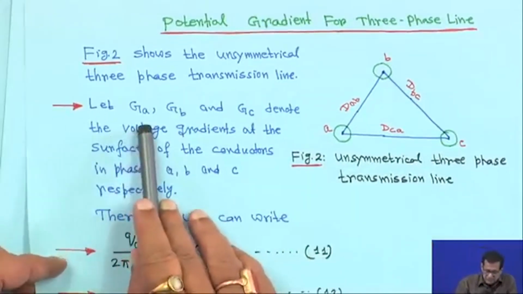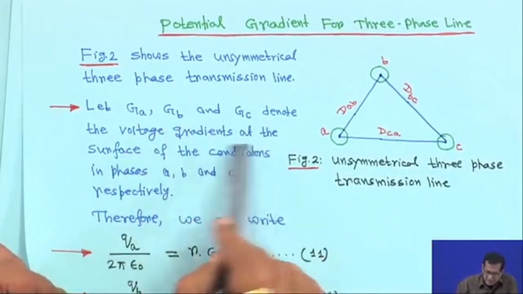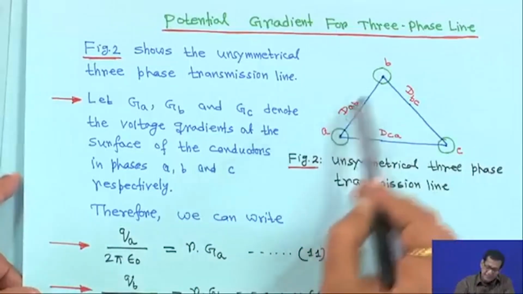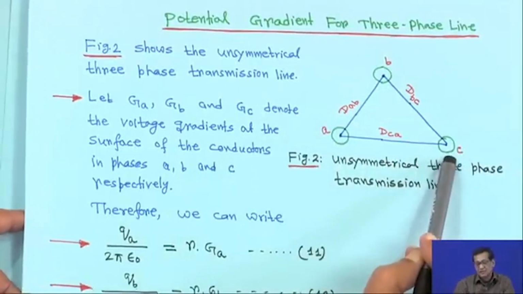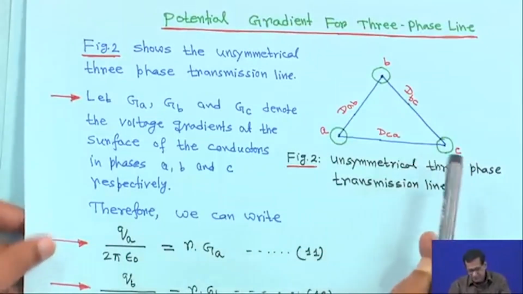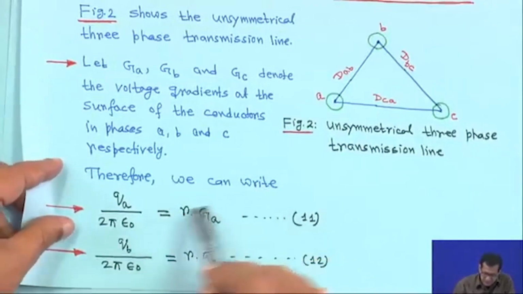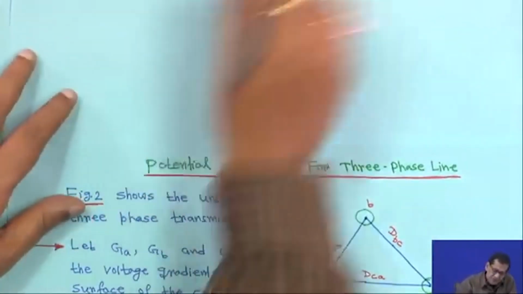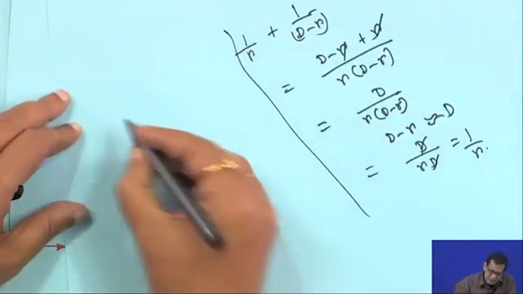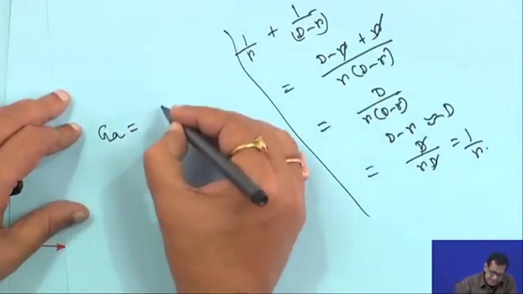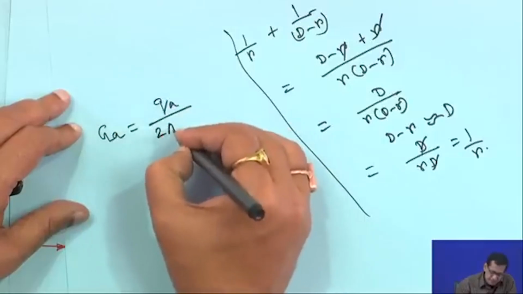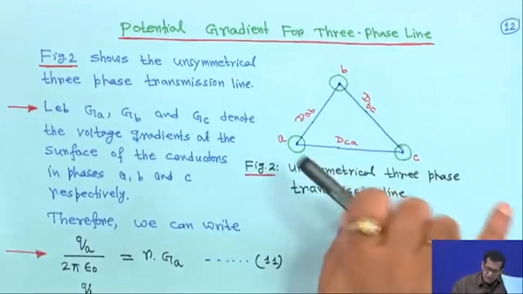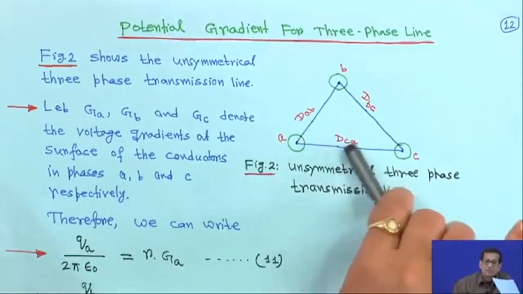Now, you assume that GA, GB and GC denote the voltage gradients at the surface of the conductors in phases A, B and C. So, GA, GB, GC are the potential gradients of the conductors A, B, C, right. Therefore, we can write QA upon 2 pi epsilon 0 is equal to R into GA. Basically, you know this one, that for phase A, GA is equal to QA divided by 2 pi epsilon 0 R. We are assuming that the radius of all 3 conductors A, B, C is the same, R.